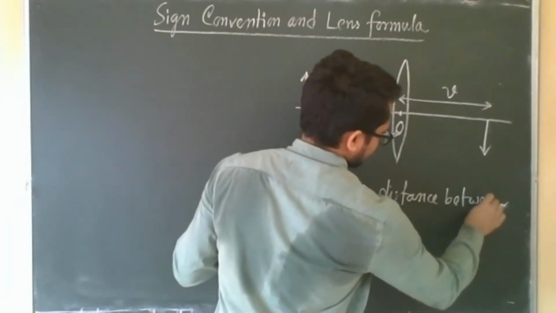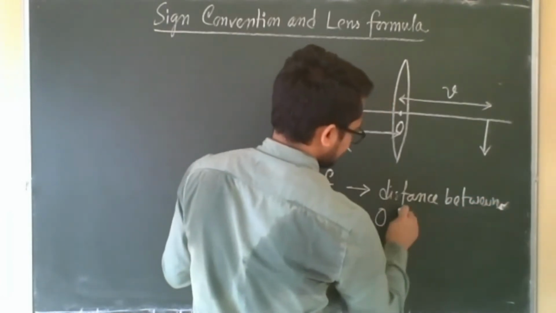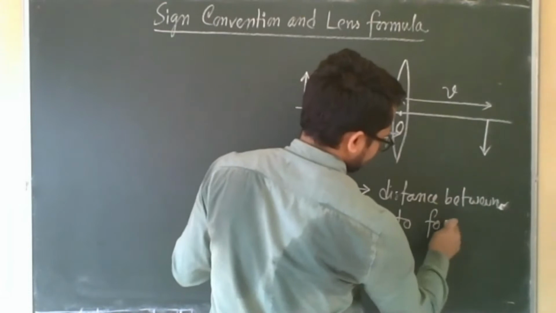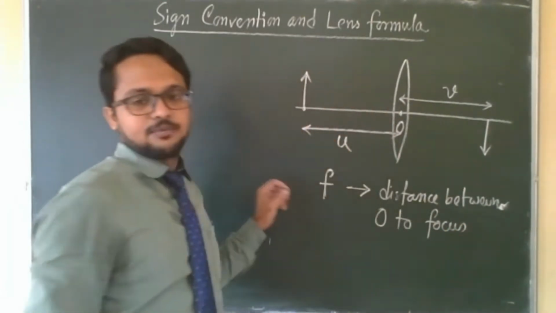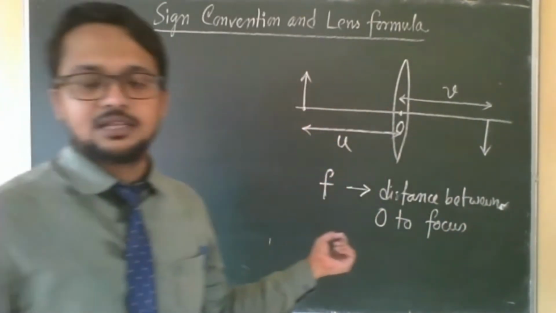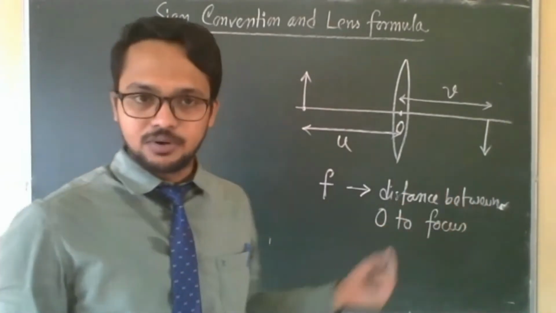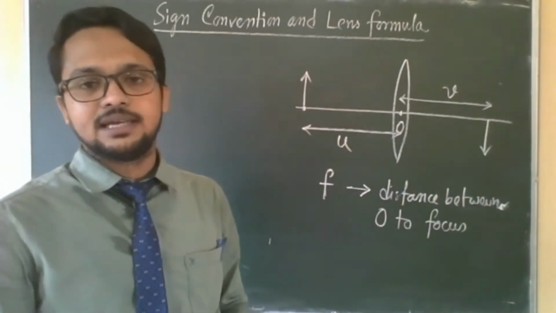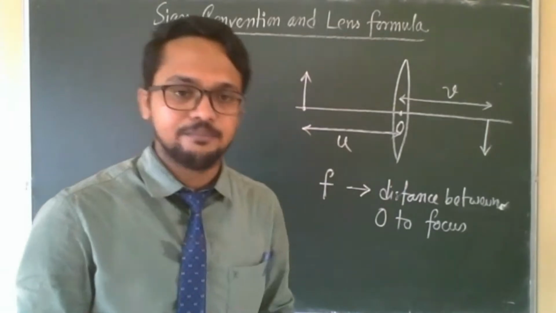Focal length is equal to the distance between optical center and focus. If optical center to first focus, then first focal length; optical center to second focus, second focal length. And in our syllabus, we are taking both the focal lengths the same.